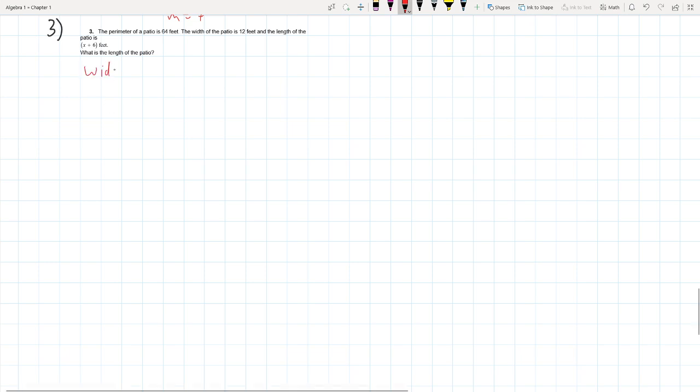So we know that the width equals 12. And the length equals x plus 6. A perimeter, like I said, is all the sides added up, and it's not expressly said in this, but I'm guessing we're just supposed to assume this patio is a rectangle, which means it has 2 widths and 2 lengths. So the perimeter is the length plus the length plus the width plus the width. Now, before I even plug anything in here, I'm going to try and kind of simplify this. So the perimeter equals 2 times the length plus 2 times the width.